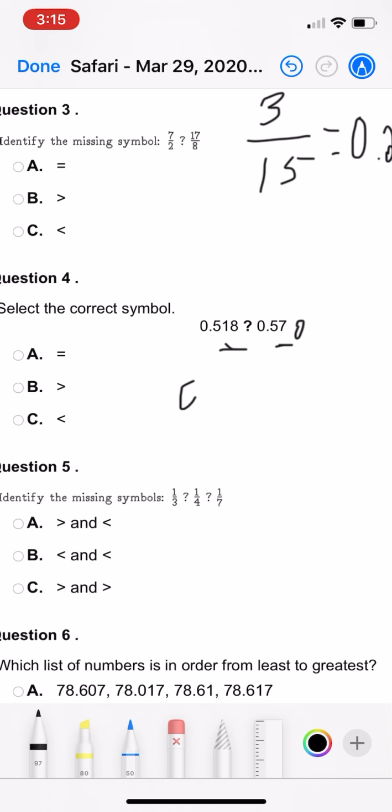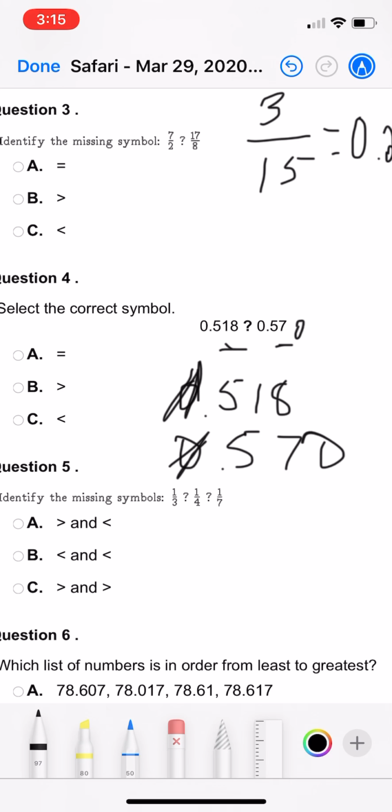So we're comparing, let me write it because it'll look a little bit better, 0.518 and 0.570. So the question you have to ask yourself is, if we're not counting the zeros, is 518 less than 570, greater than 570, or equal to? And obviously it's less than. So that's that.